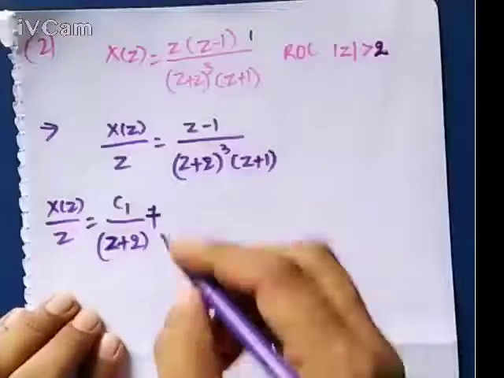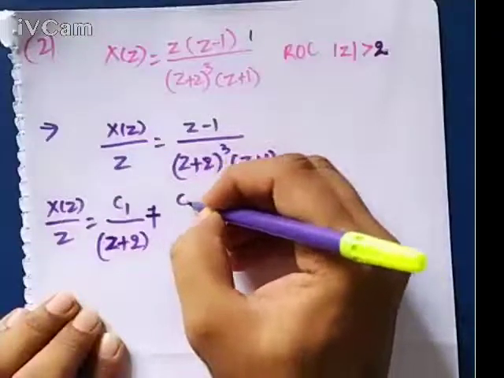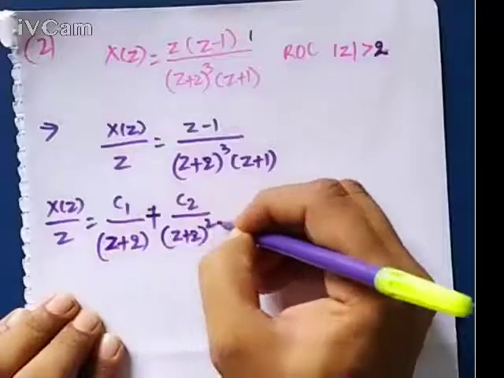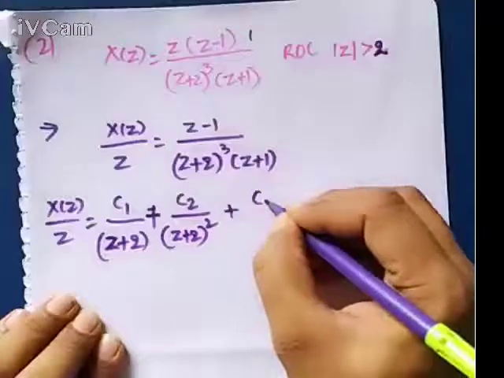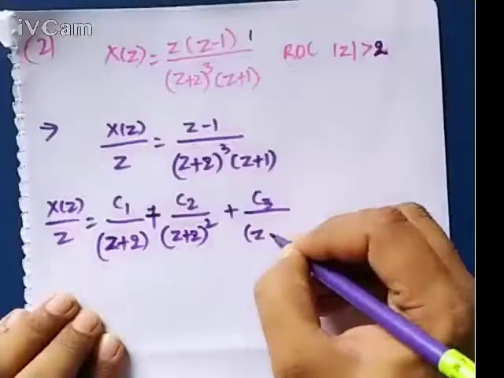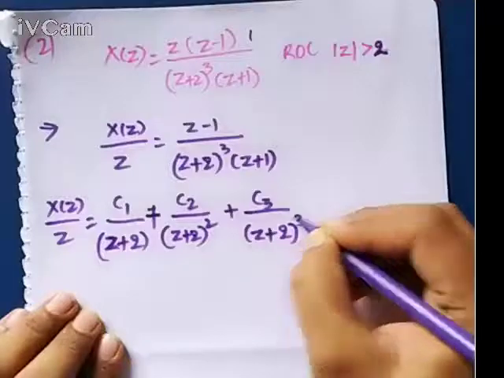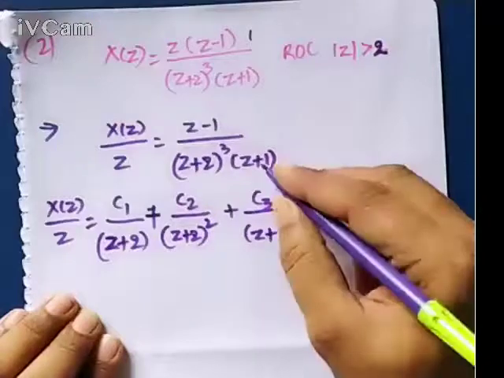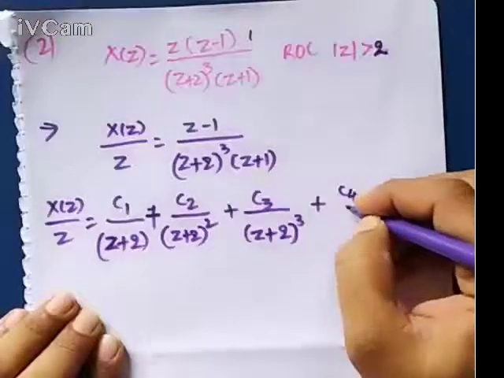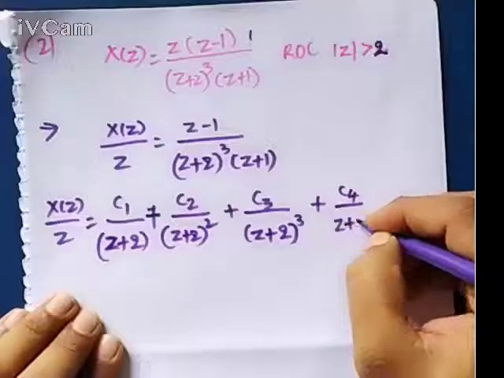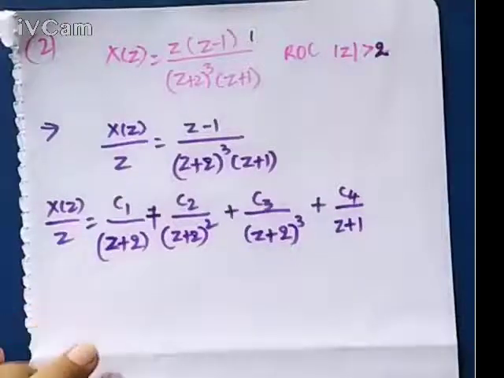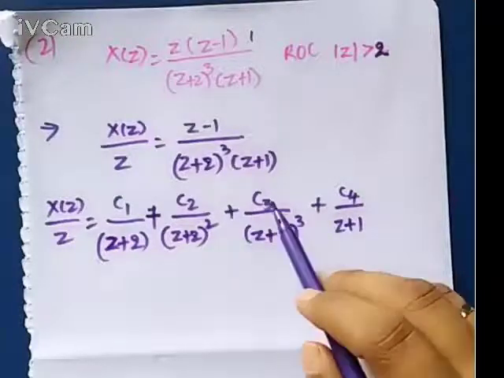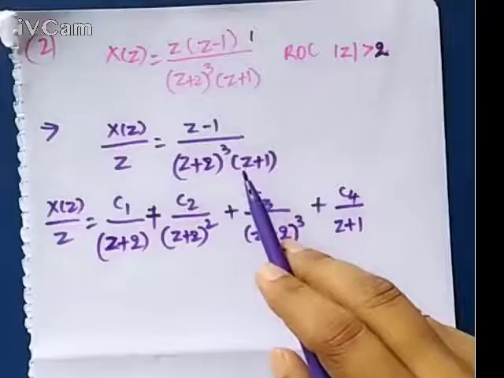I will get 3 terms here related to this thing only. c2 upon (z plus 2) whole square plus c3 upon (z plus 2) whole cube. This is about the first pole, and then one more pole is there, c4 upon (z plus 1). Understood how to represent the partial fraction, like coefficient representation of the given X of z by z.